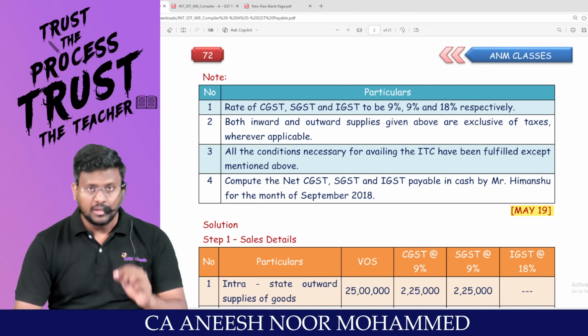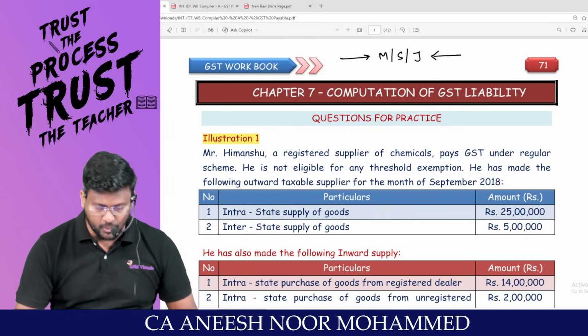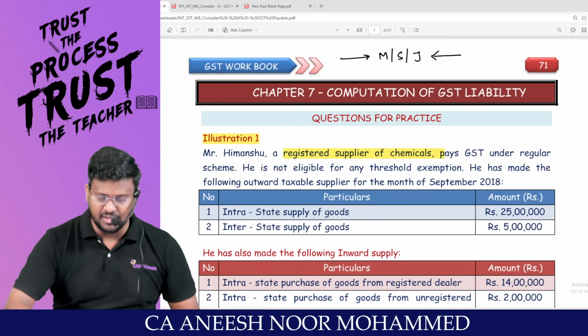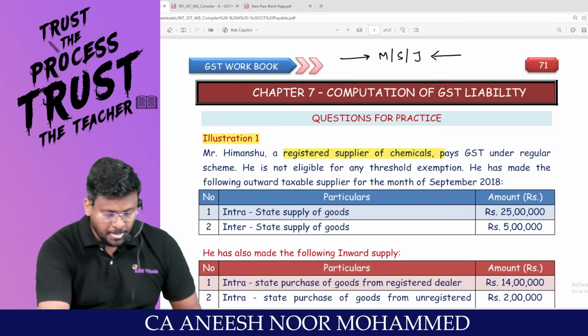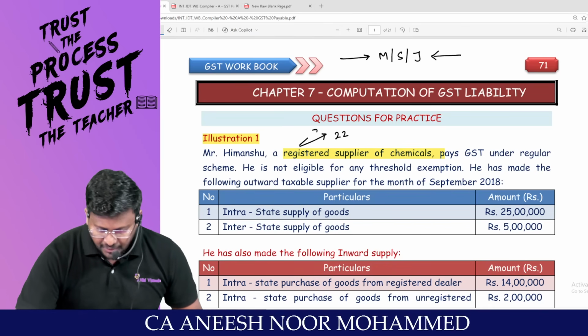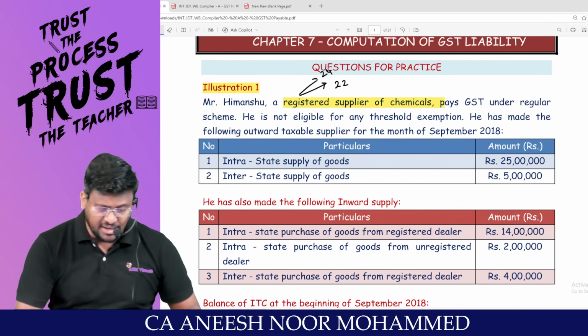Even this question is a past examination question, May 19 question. Mr. Himanshu, a registered supplier of chemicals. Yes, he would have taken registration either under section 22, that is a person liable for registration, or section 24, compulsory registration. Pays GST under the regular scheme.